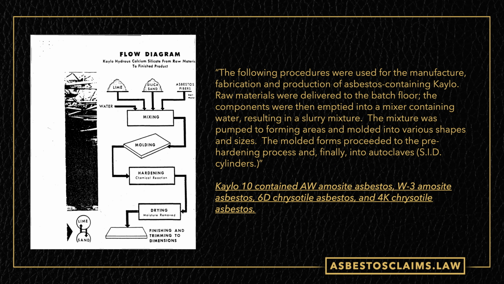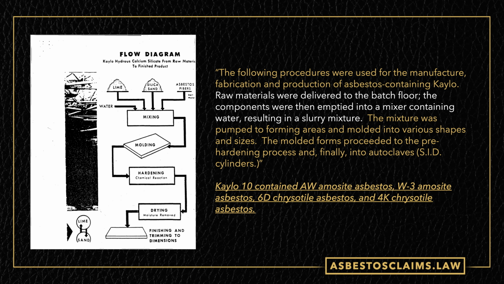Let's see how they make this. This is the diagram from that little brochure on the left, and you can see that they highlight lime, silica sand, and asbestos fibers. The paragraph on the right is taken from a lawsuit against Owens Illinois, and Owens Illinois explains how Kaylo is made in some generic terms. Raw materials were delivered to the batch floor. That'd be lime, or quicklime rather, silica sand, and asbestos fibers. The components are then emptied into a mixer that contains water, resulting in a slurry. And they made 30,000 pounds at a time of this, by the way.